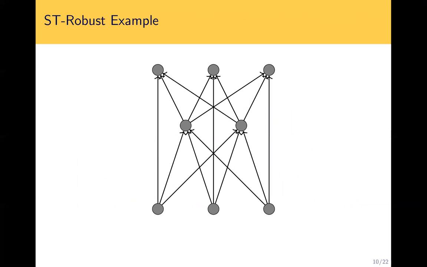So here, as an example, we have this graph, and we see that if we remove any one node in this graph, there will always be some subgraph that has two inputs and two outputs, such that each input connects to all of the outputs. So we call it (1, 2) ST-robust.